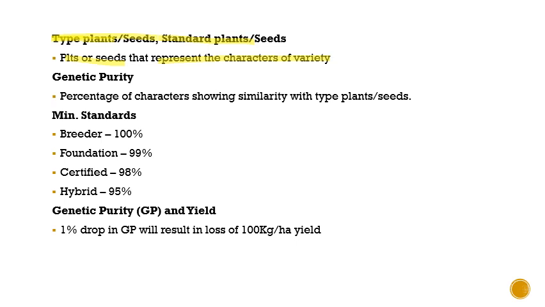Next, what is genetic purity? It is the percentage of characters showing similarity with that of your type plants or standard plants. How much percentage of your characters shows similarity with that of your type plants or seeds is calculated as genetic purity.